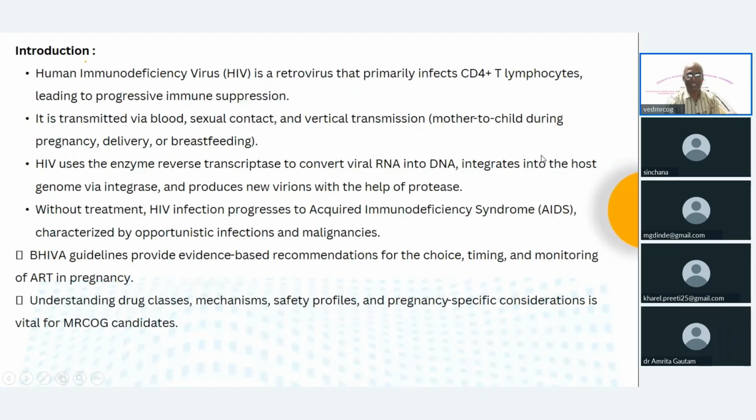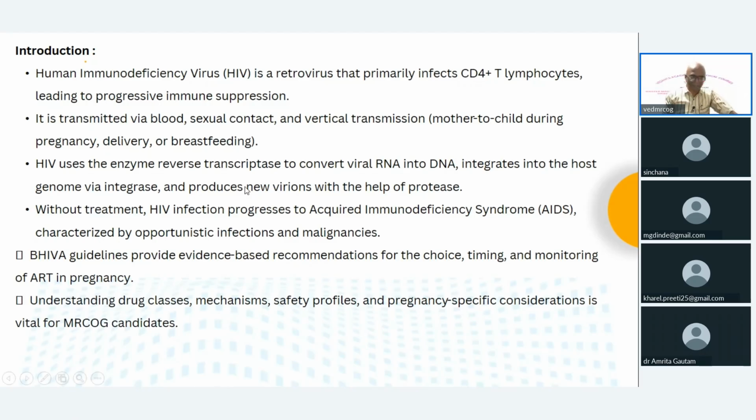So we know that HIV, that is human immunodeficiency virus, is a retrovirus that primarily infects CD4 T lymphocytes, leading to progressive immune suppression. It is transmitted via blood, sexual contact, or vertical transmission, mother to child infection during pregnancy, delivery, or breastfeeding. HIV uses the enzyme reverse transcriptase to convert viral RNA into DNA. It will integrate into the host genome via integrase and produces new virions with the help of protease. So these are different things which you should remember.